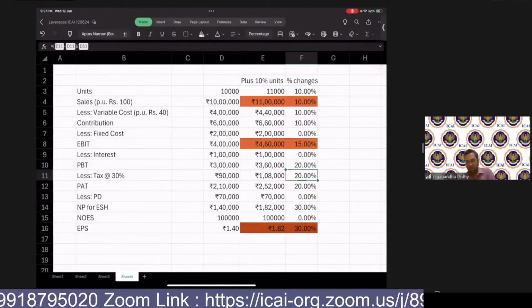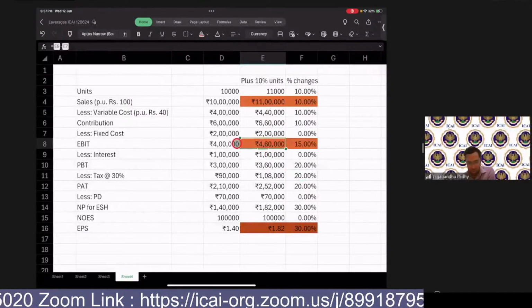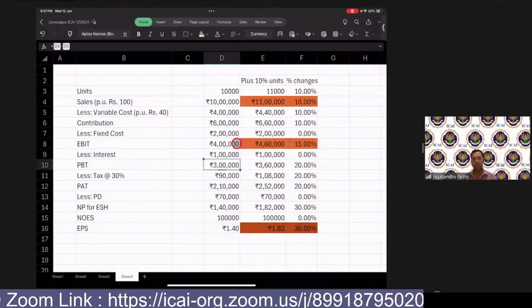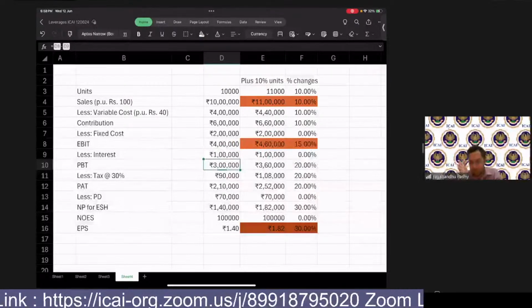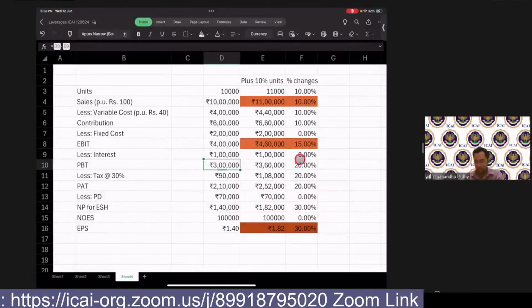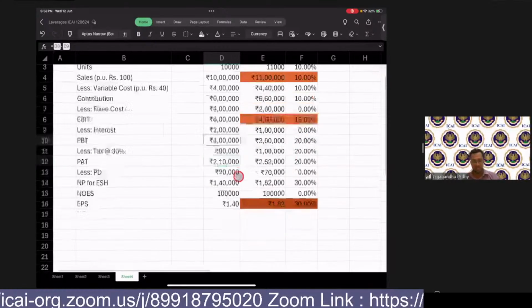So if you apply a shortcut formula over here, which is EBIT upon PBT, which is 4 lakh upon 3 lakh, that's not going to give you a correct answer, because I'll get 1.33. But in fact, over here, the percentage change is 30% as compared to a 15% change in EBIT.